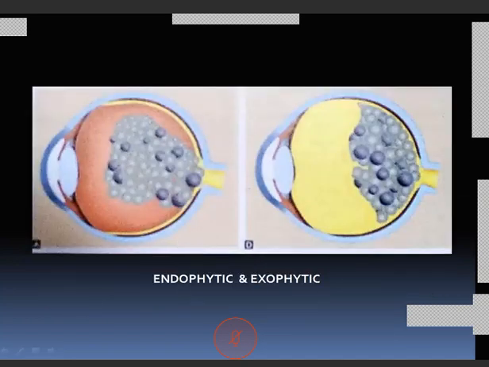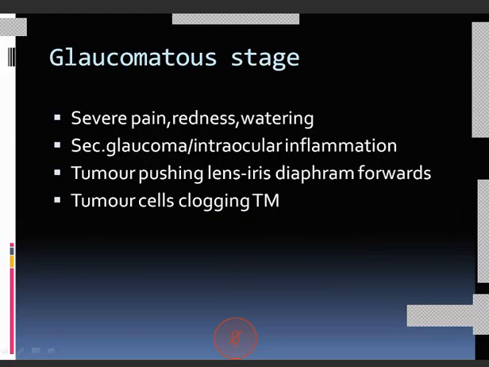So you can see here, this is the retina. This is the endophytic tumor which is extending into the vitreous cavity. And this is the exophytic tumor which is proliferating underneath the retina, and we can see that the retina is detached. This yellow area is the detached retina. So this is the exophytic. So that is about the quiescent stage.